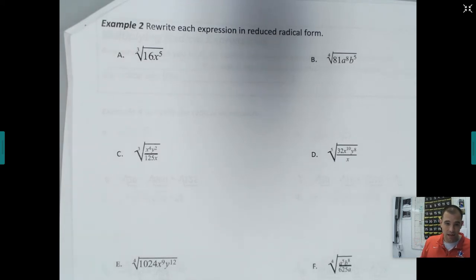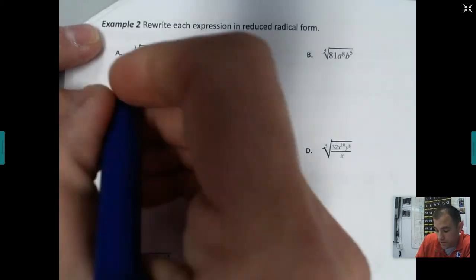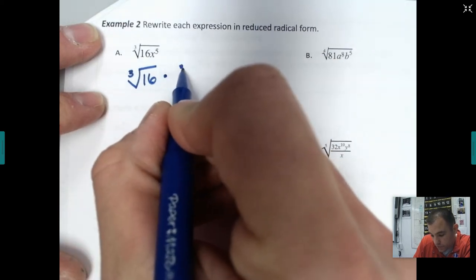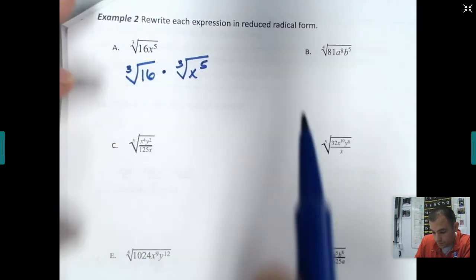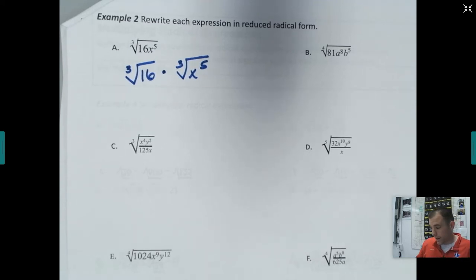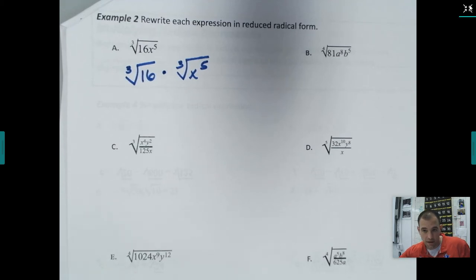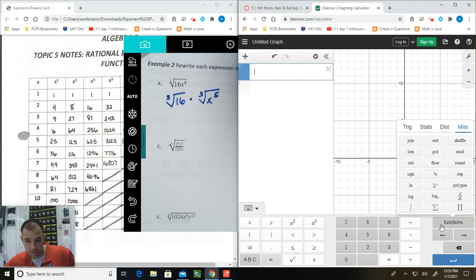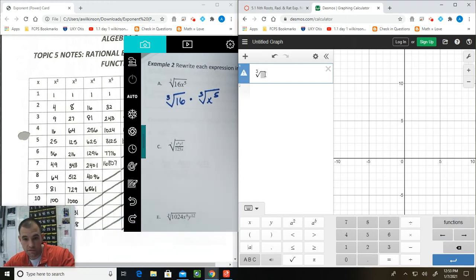It says the cube root of 16x to the 5th power. I have 2 things in here, so I'm going to split this up. The cube root of 16 times the cube root of x to the 5th. Now, last class, we were able to just put this in our calculator, the cube root of 16. If I typed in the cube root of 16, you will see that it comes out as a decimal. And we can't have decimals. So we're not allowed to use decimals.